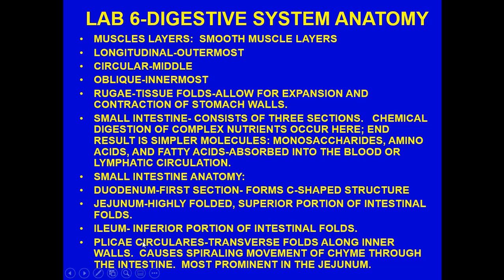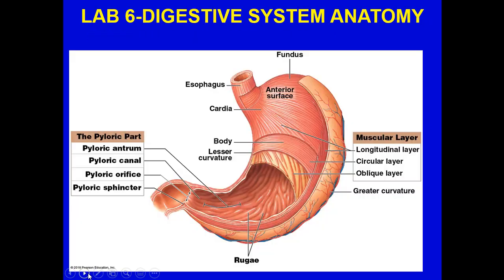And then you have this unique structure you're going to see called the plicae circularis, which is the transverse folds along the inner walls. It causes a spiraling movement of the chyme through the intestine, and it's most prominent in the jejunum. This spiraling allows for further surface contact with the inner parts of the chyme so that nutrients can be absorbed.